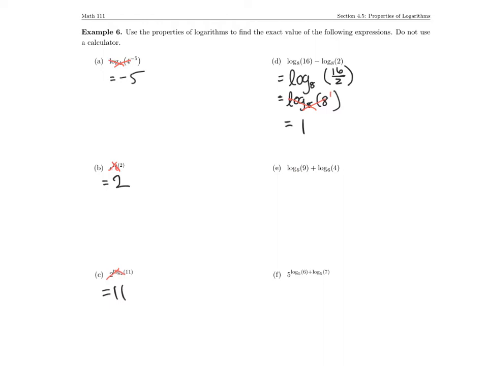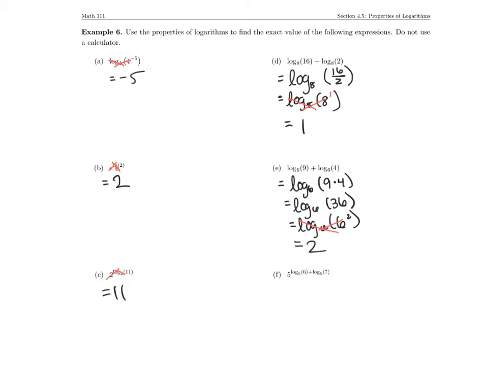So here I have 2 logs of the same base in example E, and they're being added together. So in this case, we're going to multiply our arguments or insides. So this will be log base 6 of 9 times 4, or log base 6 of 36. And we know that we can rewrite 36 as 6 to the power of 2. Once we can cancel out big base and little base, we end up with 2.